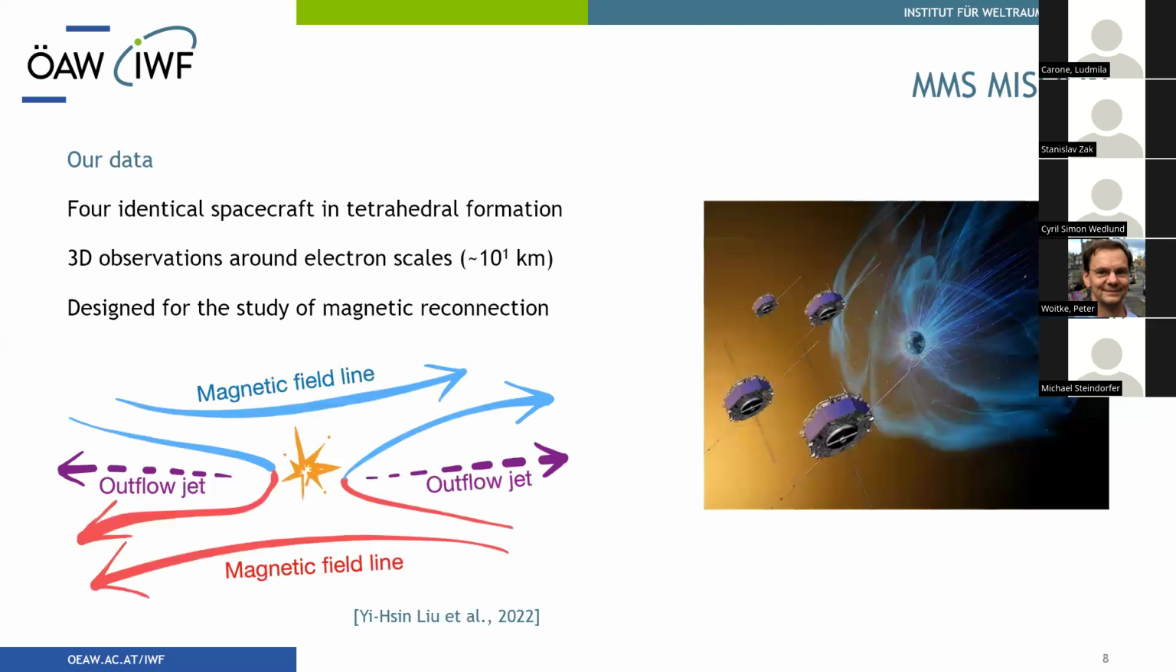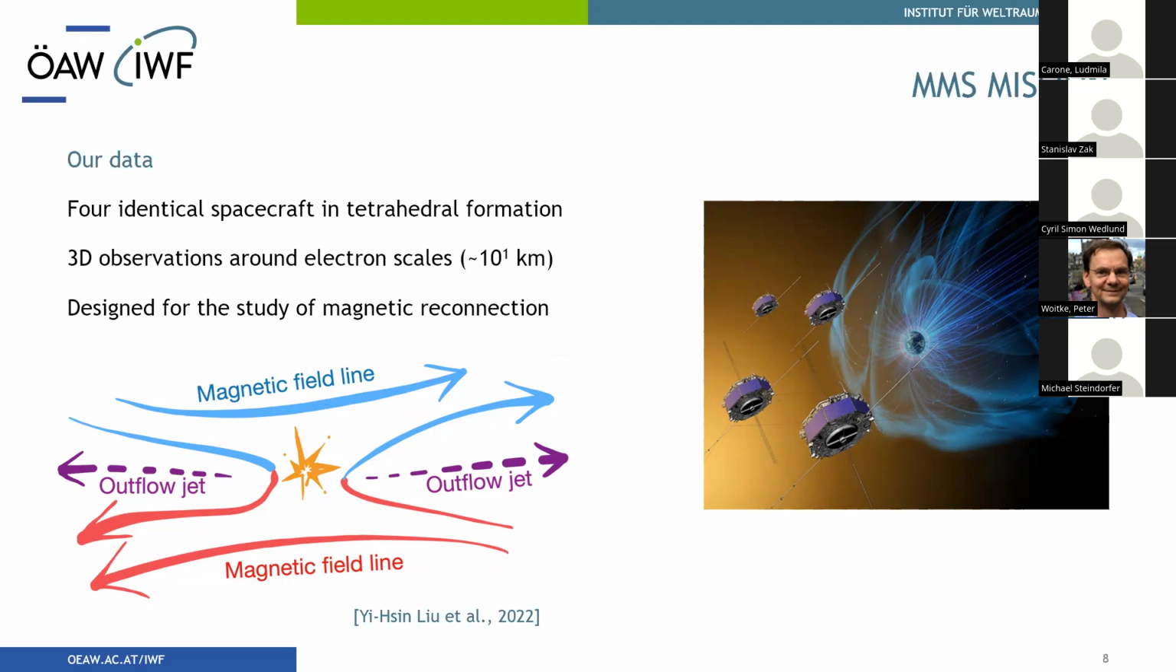The MMS mission, or Magnetospheric MultiScale, depicted here on the right-hand side, consists of 4 identical spacecraft, which fly in a tetrahedron formation. And this guarantees 3D observations. And you can therefore compute, for example, gradients. And it was designed to study the electron scales, so around 10 to the 1 kilometers, which is also the spacecraft separation. And if you think of the Earth's magnetospheric system as a very large one, this is an extremely small separation. And it was designed for the study of magnetic reconnection.